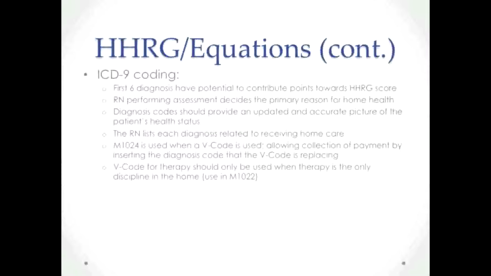ICD-9 coding, of course, the first 6 diagnoses have potential to contribute towards the C or the clinical part of your HHRG score. The RN performing the assessment decides the primary reason for home health. The diagnosis code should provide an updated and accurate picture of the patient's health. The RN lists each diagnosis related to receiving home care.